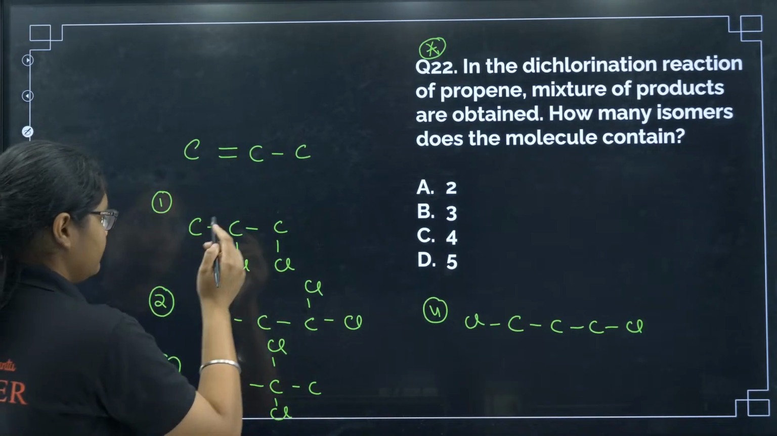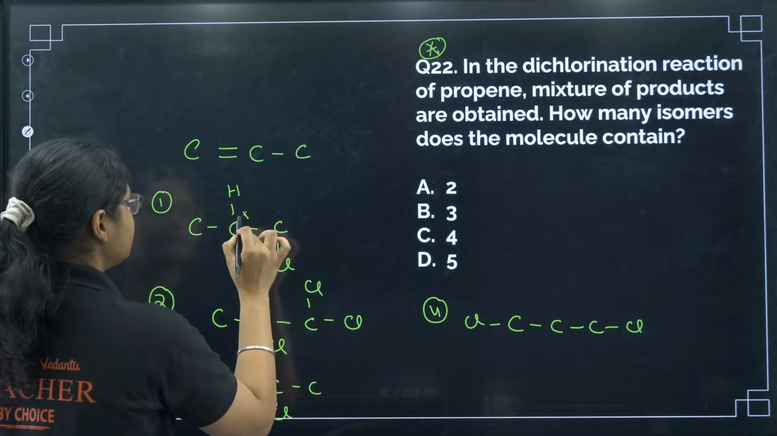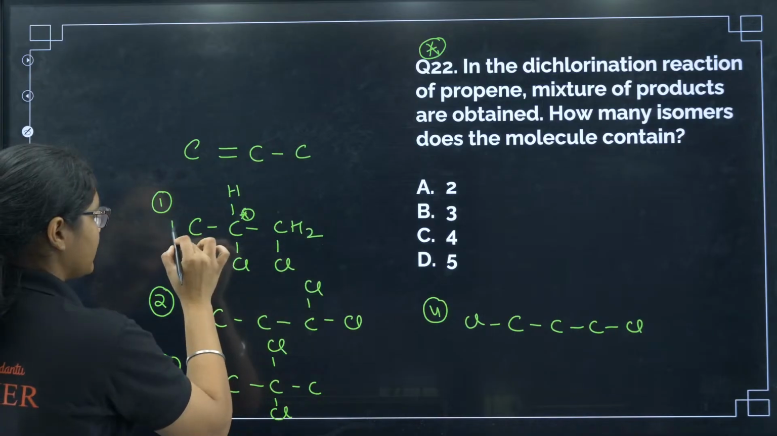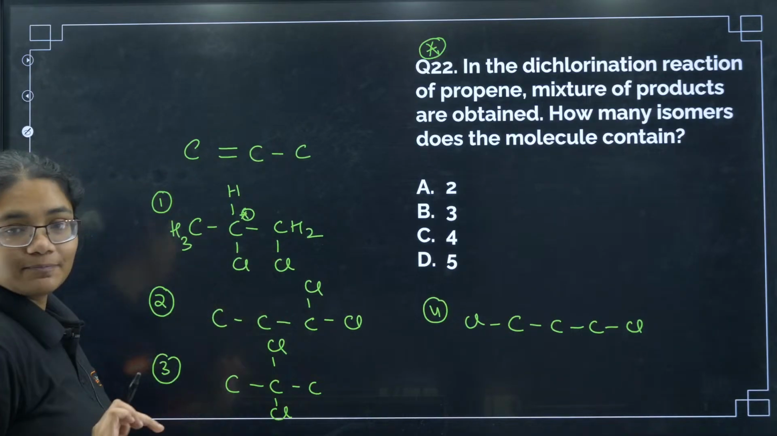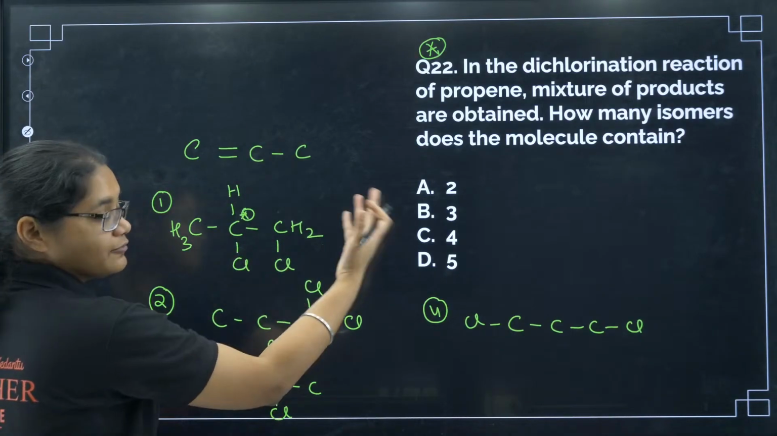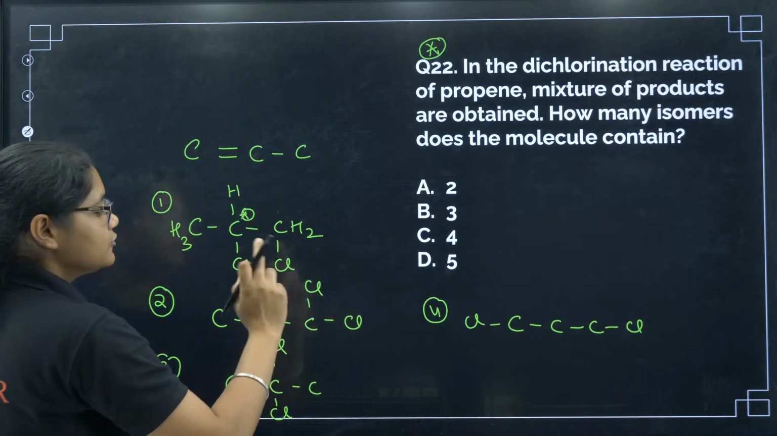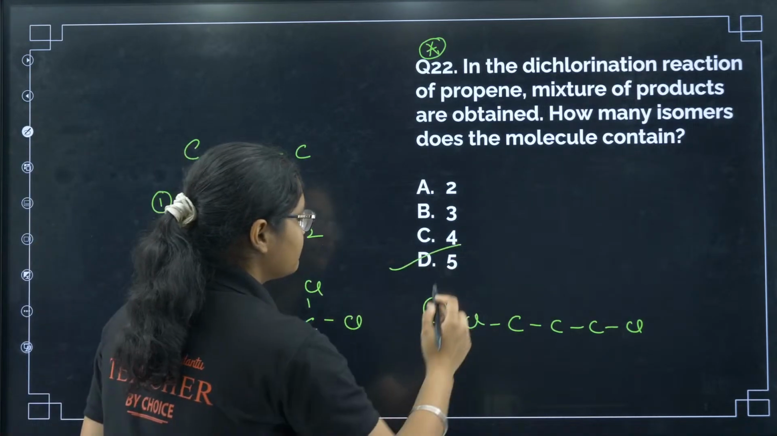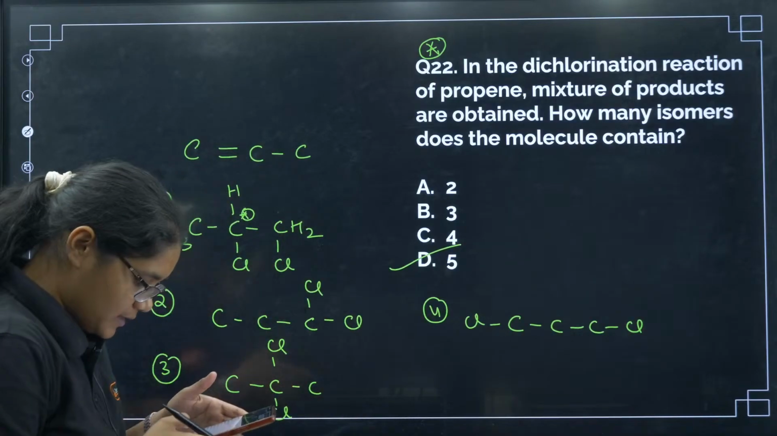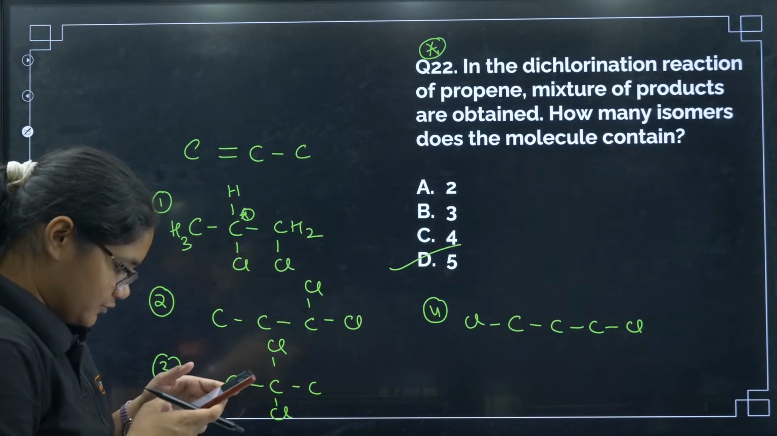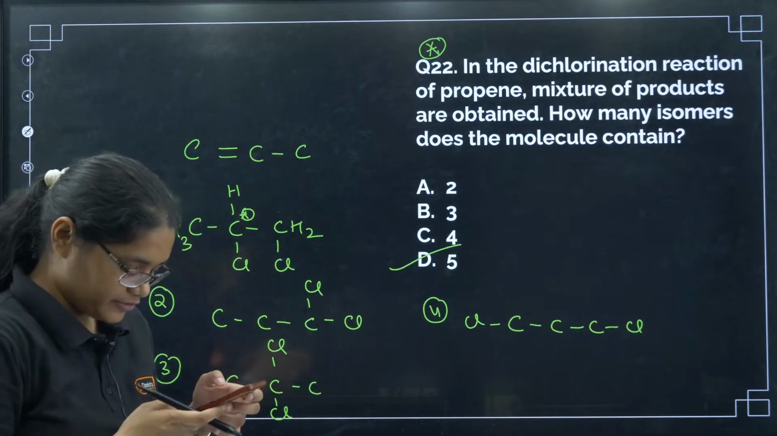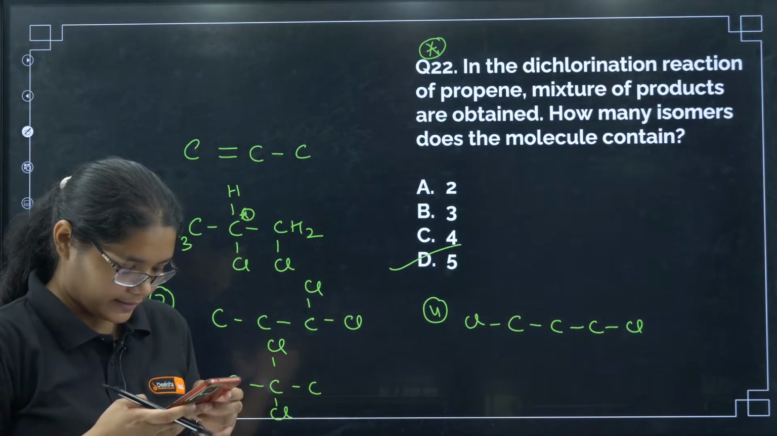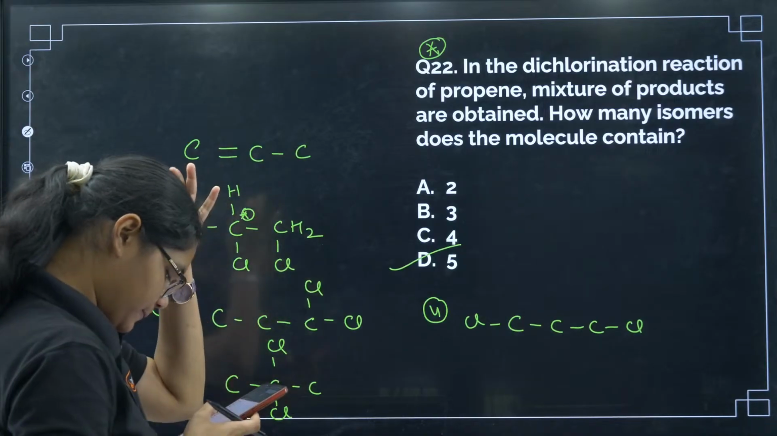But now if you see this one, this carbon is what? It is a chiral carbon, right? Chiral carbon means what? It will have an enantiomer as well, right? So 1, 2, 3, 4 and its enantiomer. So total there will be 5 isomers. I hope this question is clear. Just let me know if you have any doubt. Any doubt, students? Do let me know.